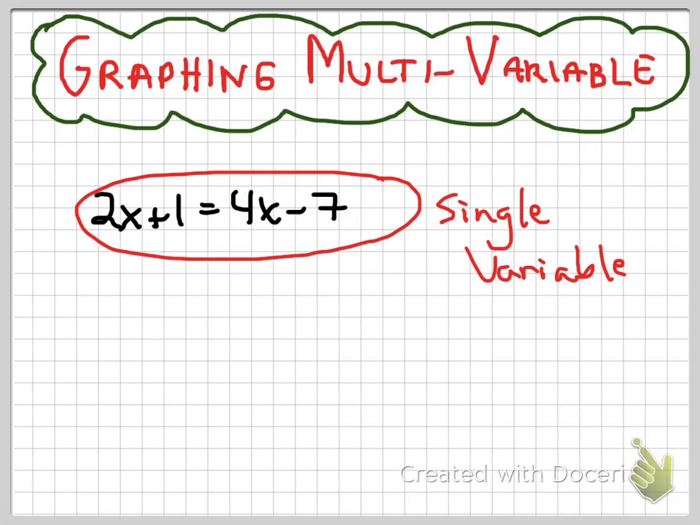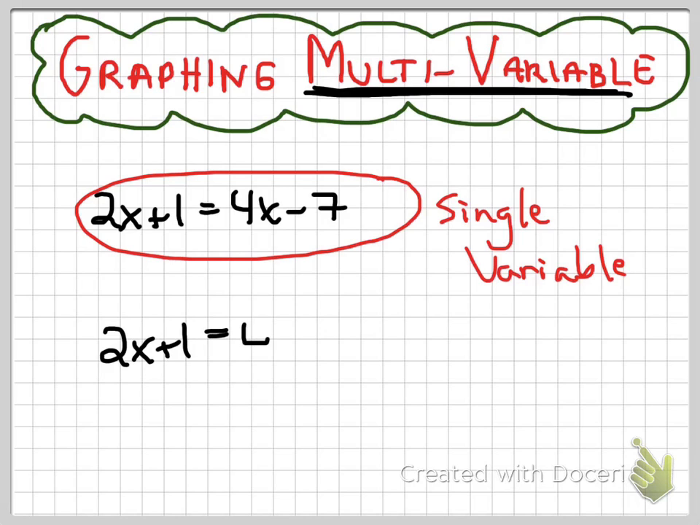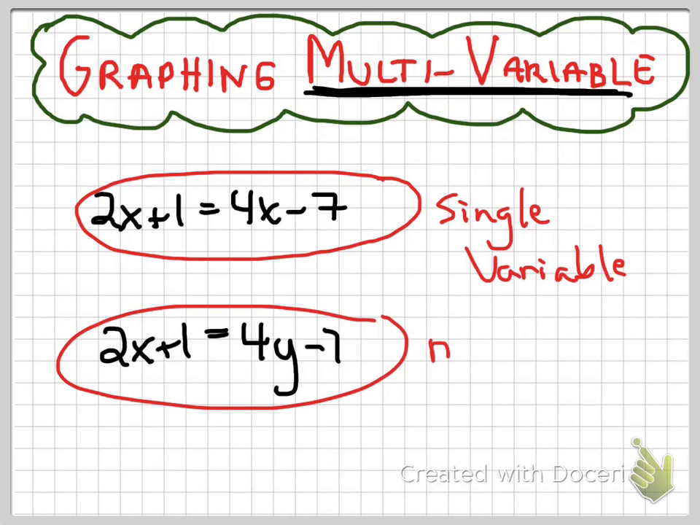But what I'm really talking about when I say multivariable equations is, what if I had spiced this problem up a little bit and said I have 2x plus 1 equal to 4y minus 7? Well, now it's a multivariable equation. Now I have x's and y's in the problem, which means when I look at it, I go, oh okay, it's going to have a weird answer. It's a multivariable equation.